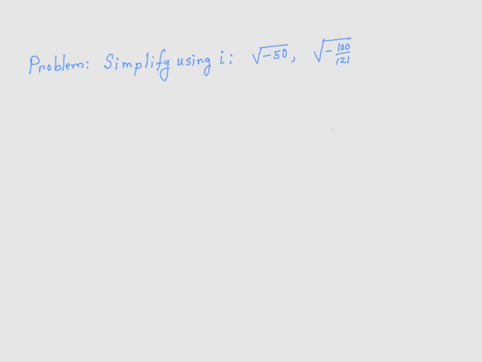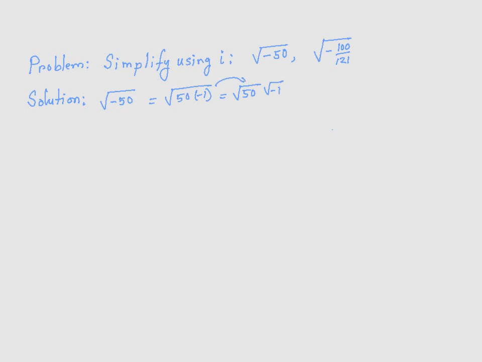In this video, I am going to simplify these complex numbers. Let's start off with the square root of negative 50. I could rewrite this as the square root of 50 times negative 1. Then I could break it down further to the square root of 50 times the square root of negative 1.